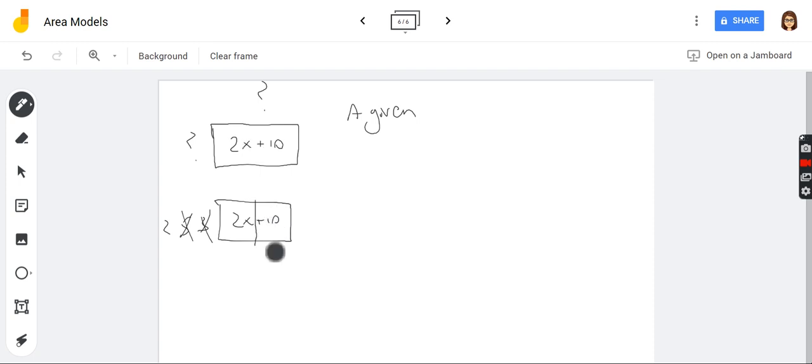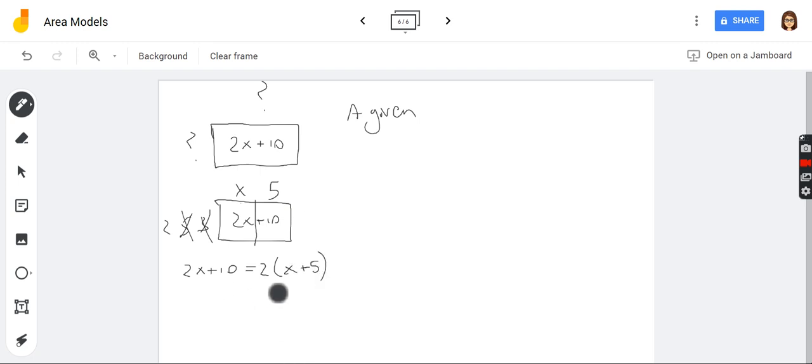So let me split this up again like I did before. What would have to go up here? This length is 2, and this one would have to be something so that the product is 2x. So that's got to be an x. And 2 times what gives me a 10? Well, 5. So I can write the expression 2x plus 10 factored. Remember, factored means something times something. So I can write it as 2, this dimension, times x plus 5.